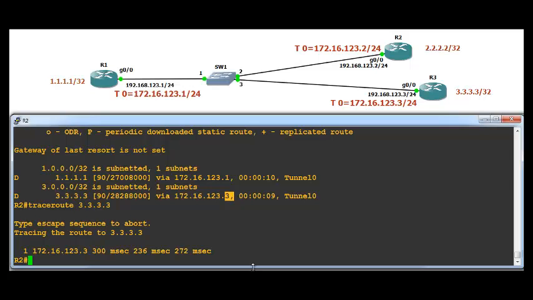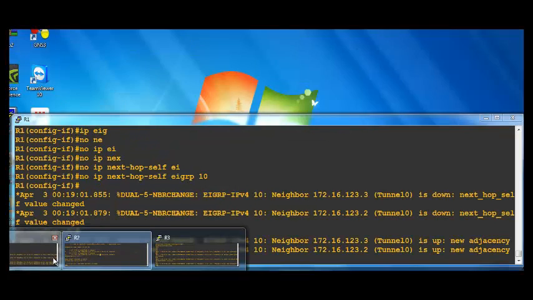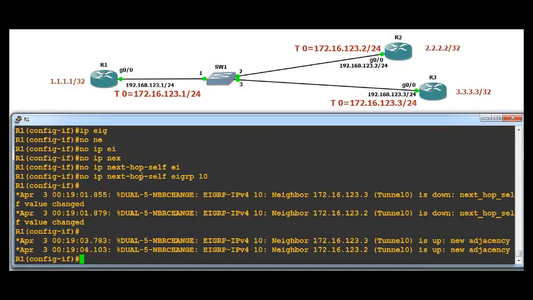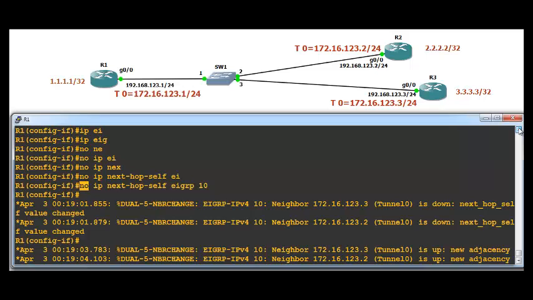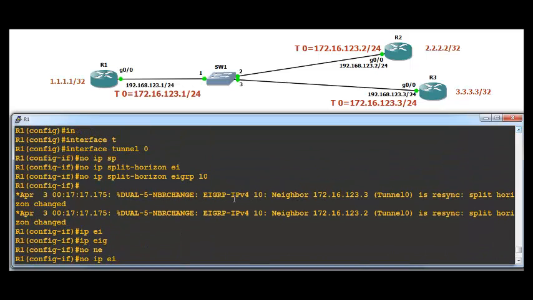You understood the meaning of those 2 commands? Got it, sir. 2 commands. No IP next-hop-self EIGRP 10, and then no IP split-horizon EIGRP 10. So this is what you see in EIGRP.